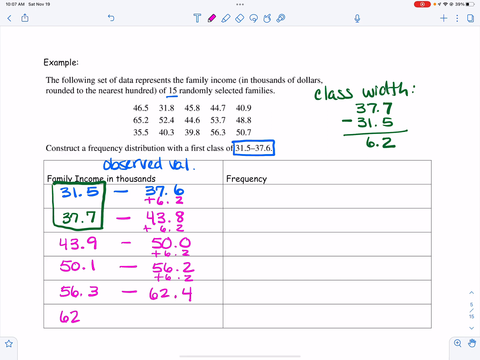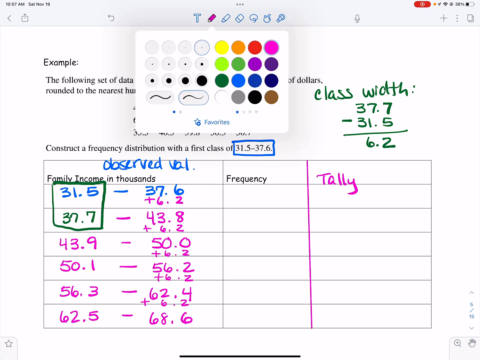And then we're going to start at 62.5 and add 6.2 to get 68.6. Now with this one, I like to do tallies because I can cross them off. So I'm going to do tallies first, and then I'm going to do frequencies. So I'm going to make another column right here, and I'm just going to call this my tally marks. So I'm going to cross off as I go.